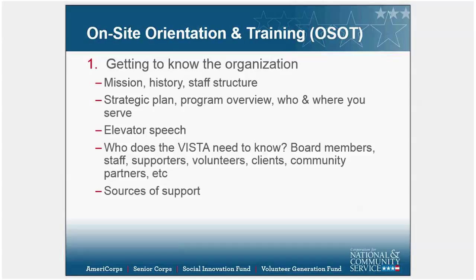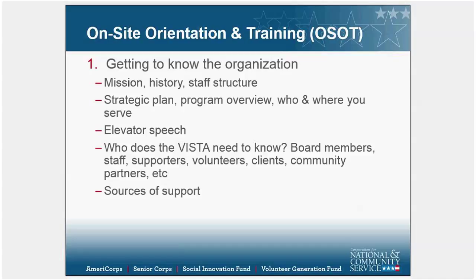Who does the VISTA member need to know within the organization? What's your staff structure, your leadership? How are you going to introduce them to your fellow staff or to your volunteers or your community partners? Christine shared that she expects all of her sites to introduce their members at a staff meeting. That's a great way to do that. But what are the other ways to do that?